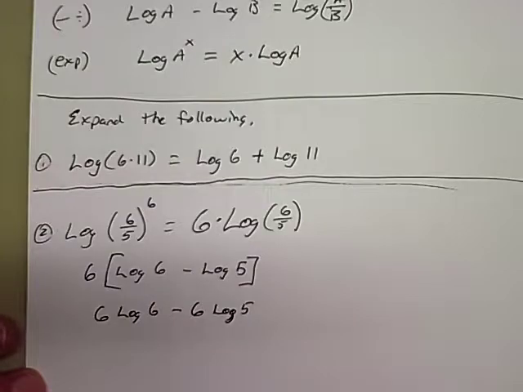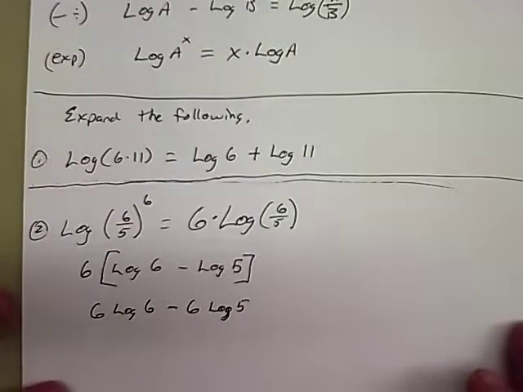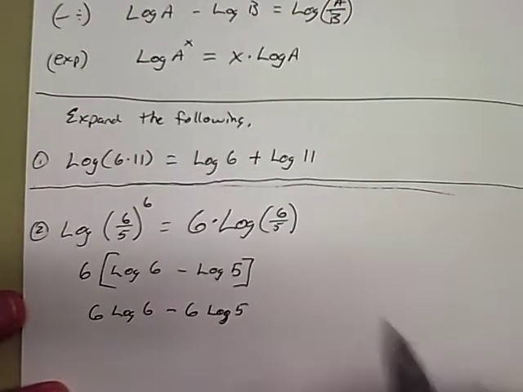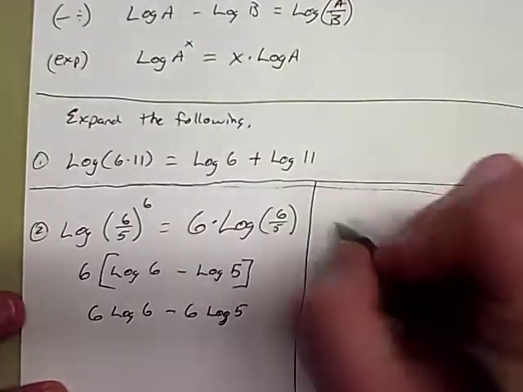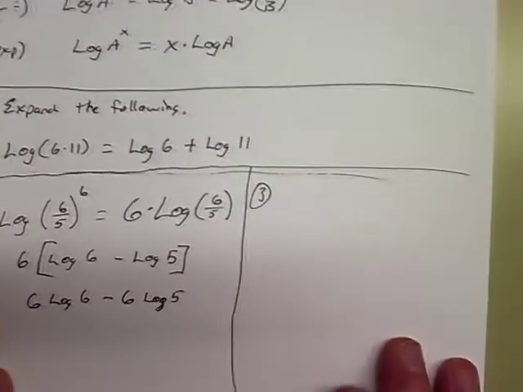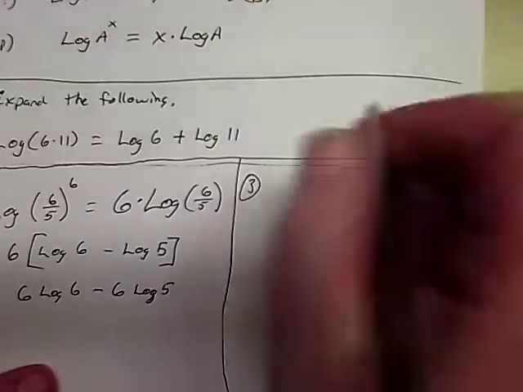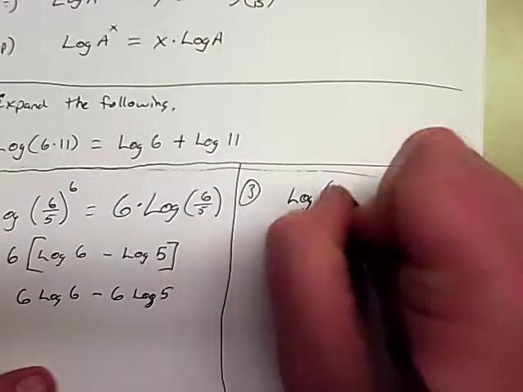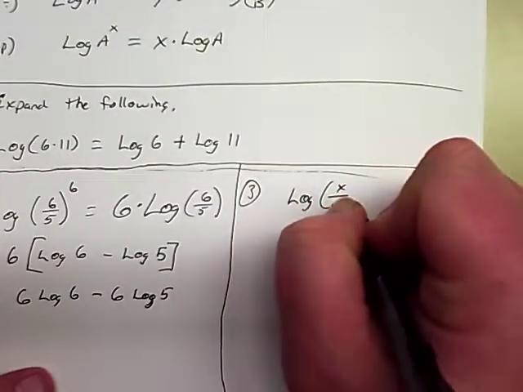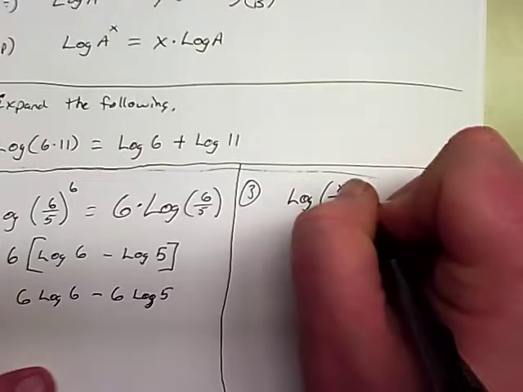We have time for one more of these. Let's do one more expansion, and then I have plenty of time to condense. So let's do one more example, and I'm going to do it over here. What happens with the log of x over y to the 6th power?